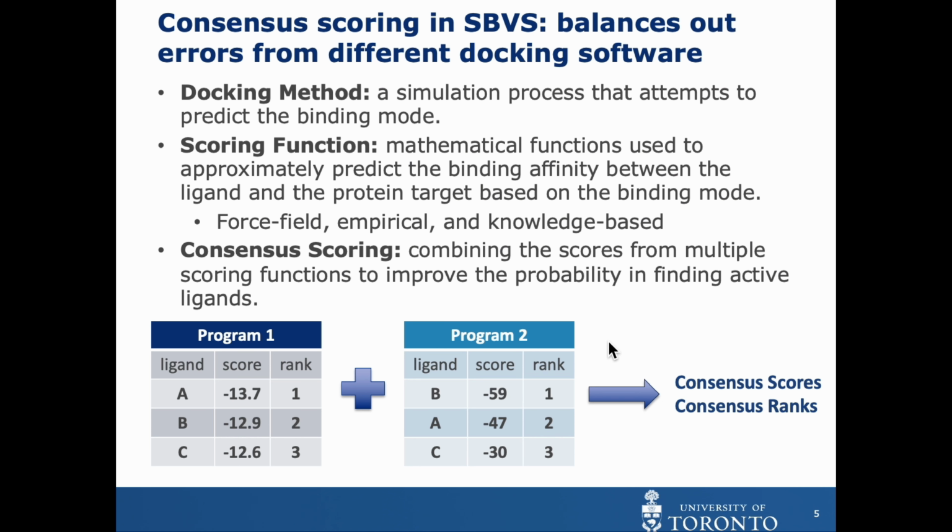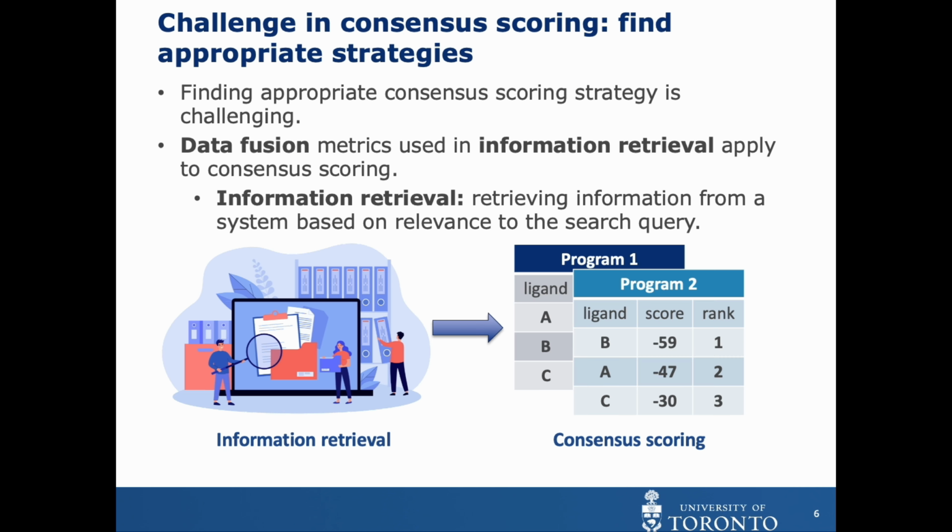Despite the development of numerous scoring functions, none achieves perfect accuracy or broad applicability. Each function has its own advantages and limitations. To leverage the advantages and balance out the errors from different scoring functions, the consensus scoring technique has been introduced to improve the probability in finding true active ligands by combining scores from multiple scoring functions.